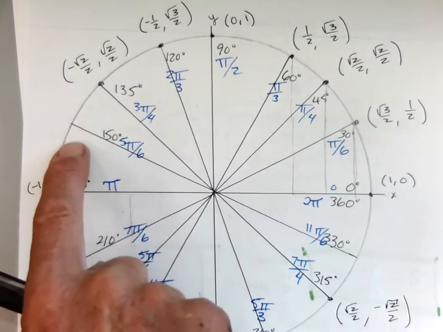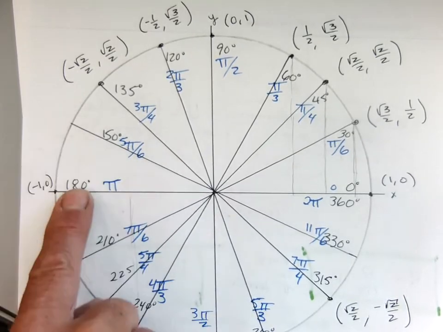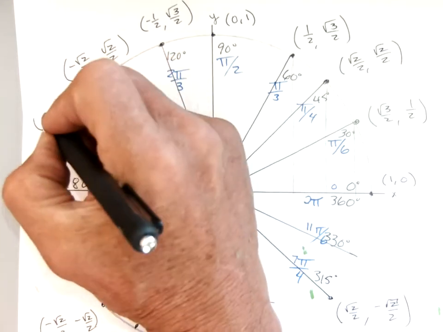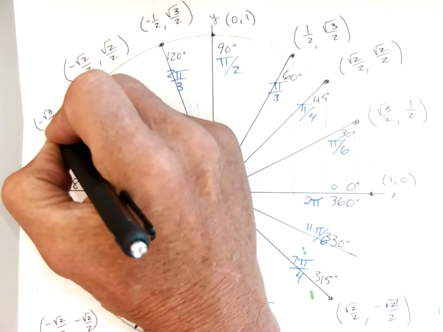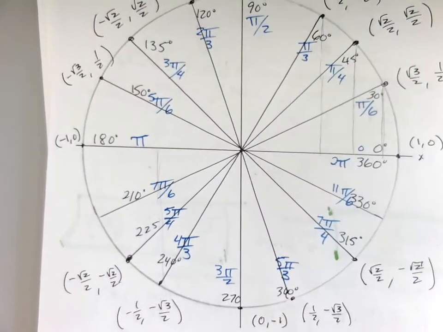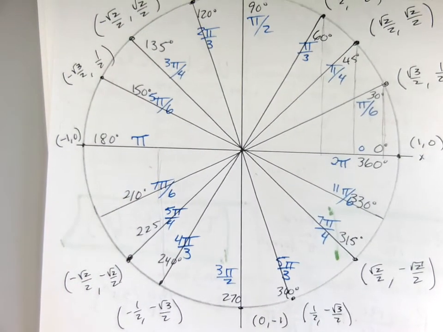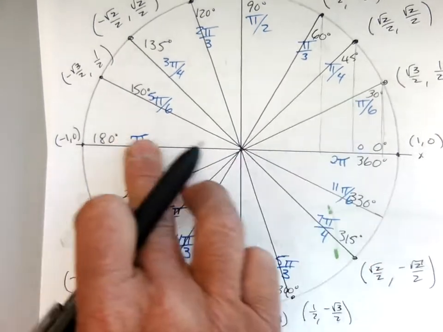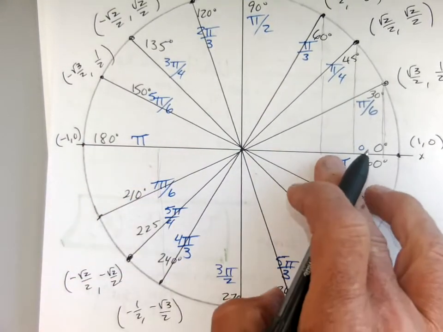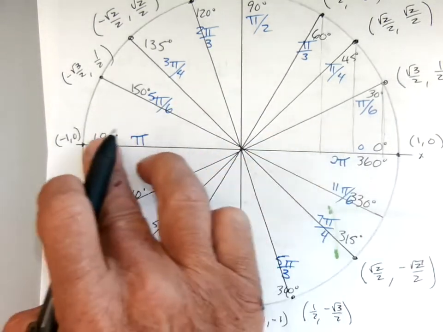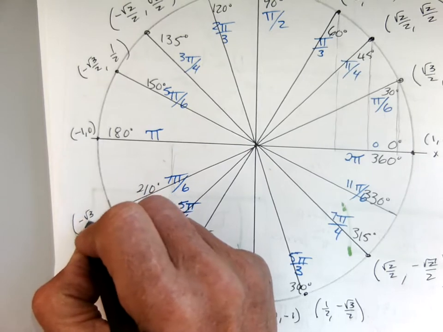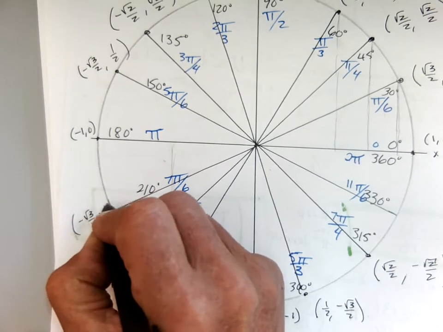There's another 30, 60, 90 triangle over here at 150 degrees, but it's flipped over, so it would be a negative square root of 3 over 2 and a positive 1/2, right? And there's another 30-degree triangle right here, but it's in quadrant 3, so it's got to be back and then down, right? So it'd be negative and then negative to get to here. So it'd be a negative square root of 3 over 2 and a negative 1/2, okay?